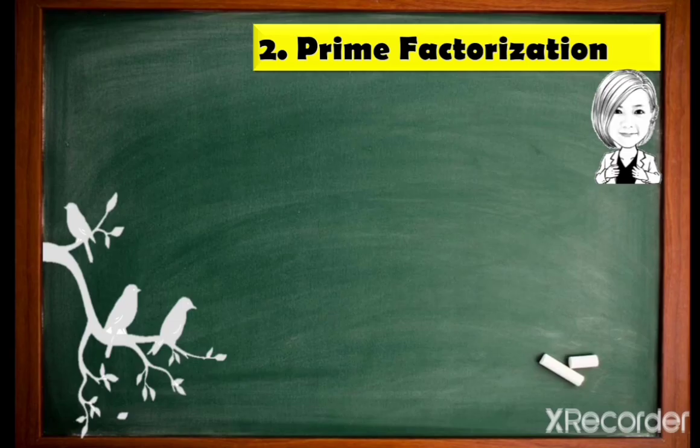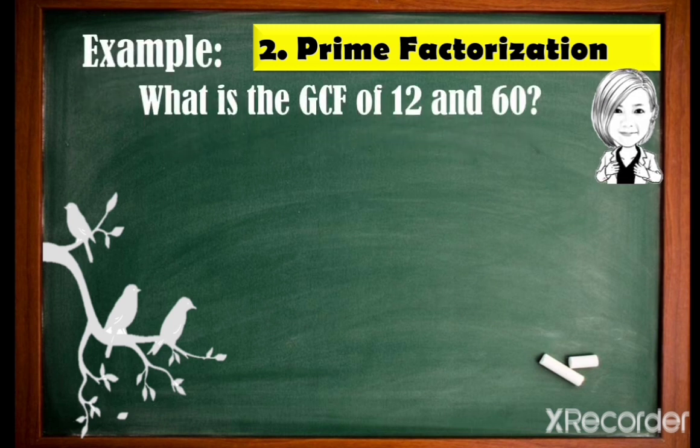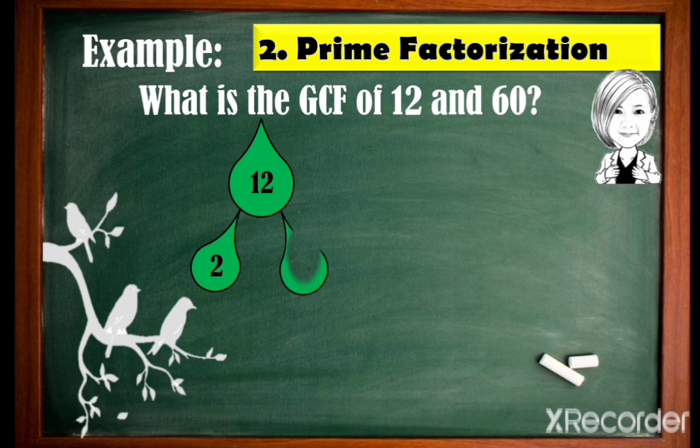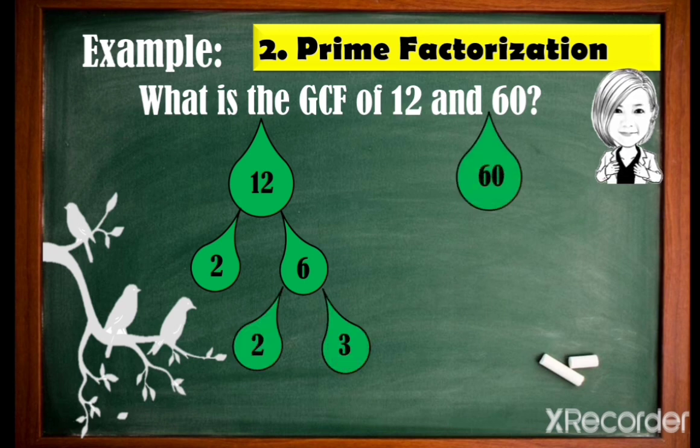Ngayon naman, magbigay tayo ng halimbawa. What is the GCF of 12 and 60? Gamitin natin ang prime factorization method, or factor tree. Ilista muna natin si 12 at mag-isip tayo ng prime numbers na pwede nating i-divide kay 12. So, yung unang prime number na ginagamit natin ay 2. 12 divided by 2 is 6. Si 6, pwede natin siyang i-divide ulit sa prime number na 2 at 3. Ibig sabihin, the prime factors of 12 ay 2 times 2 times 3.